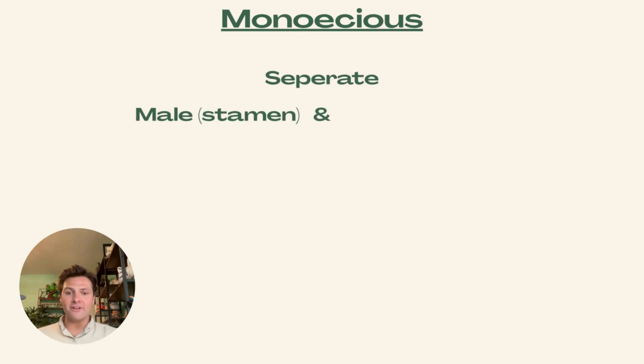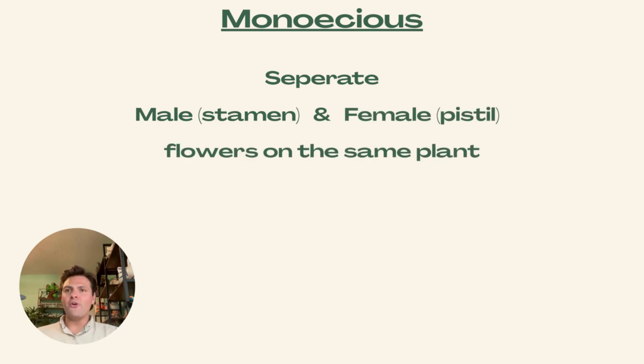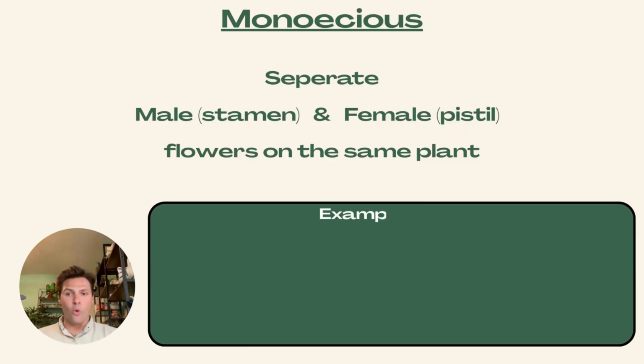The second is monoecious plants. These plants have separate male and female flowers on the same plant. So you'll have one group that is the stamen, and then you have another group which is the pistil, that male group and the female group. A great example of this is corn.